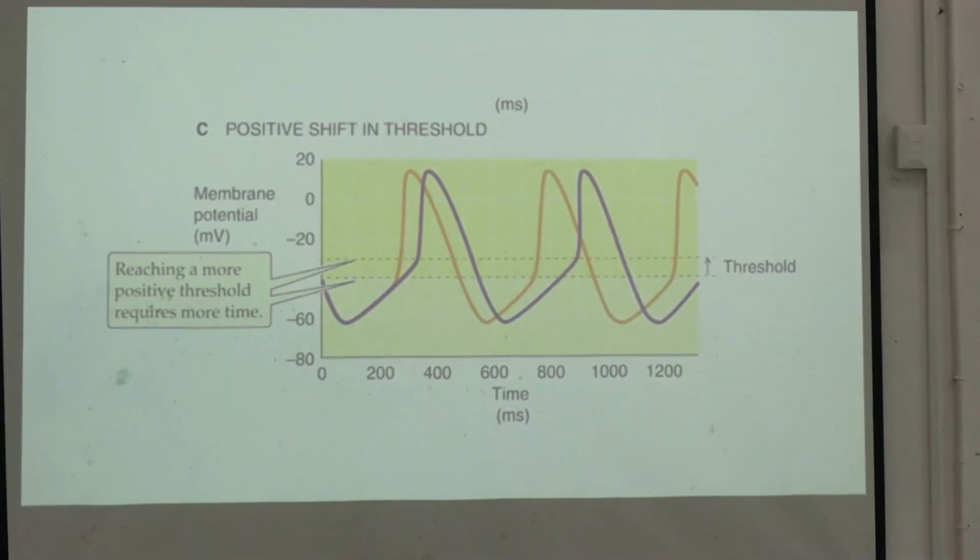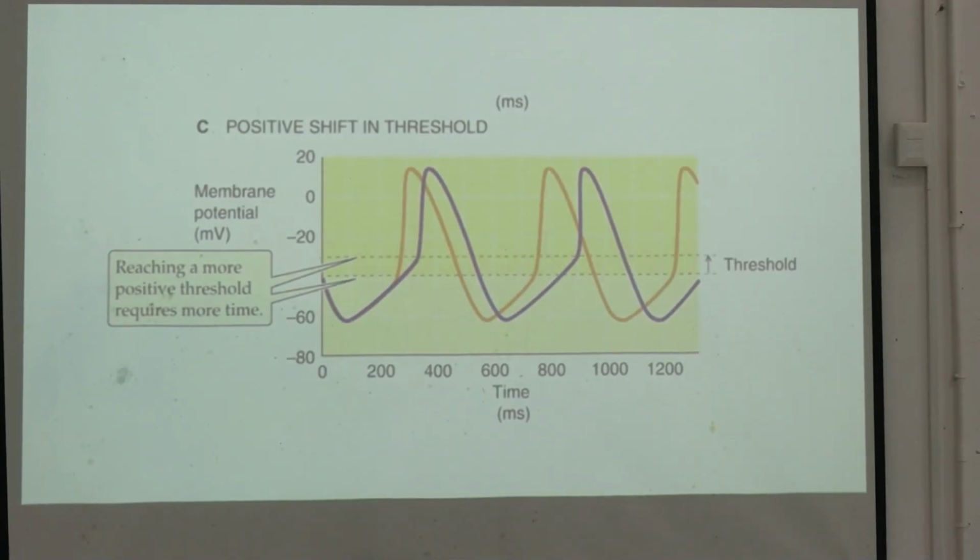Okay, now a positive shift in the threshold can also be done. So initially the threshold was this. This orange color was normal and this purple color is new after applying some drug. So initially this was the threshold and the new threshold is this. The threshold point is where the action potential fires, okay. So reaching a more positive threshold requires more time, so that is why heart rate is also reduced, right?